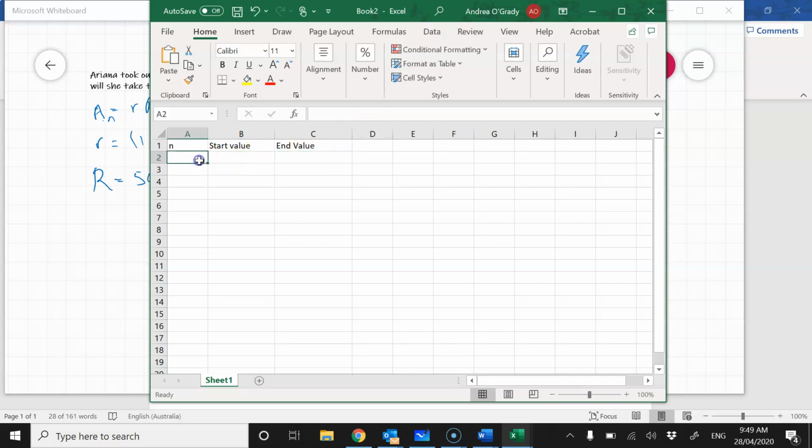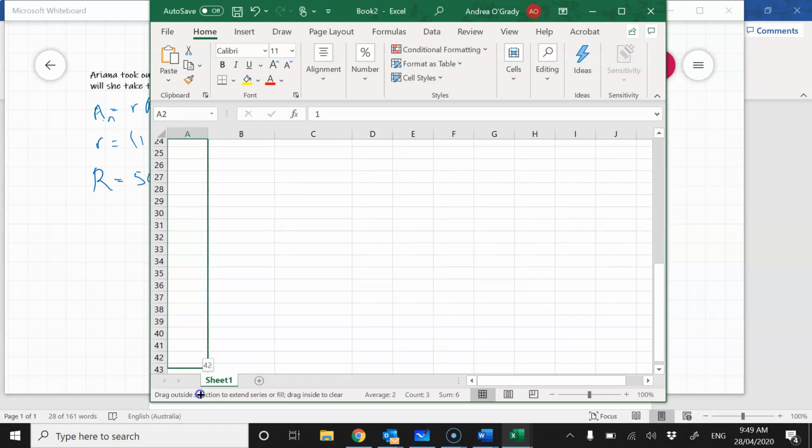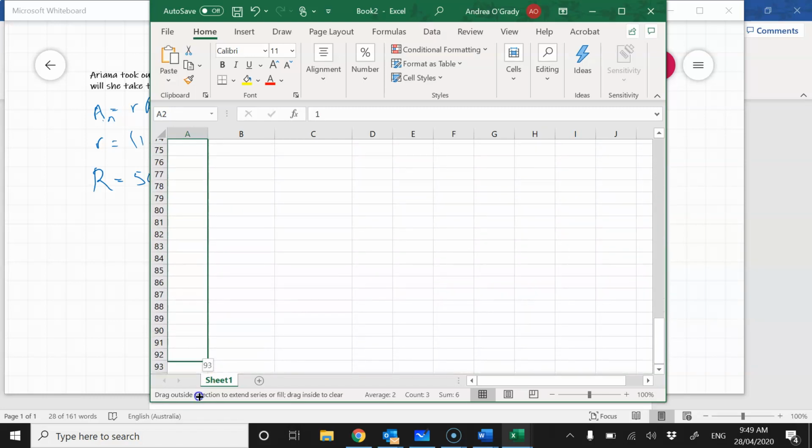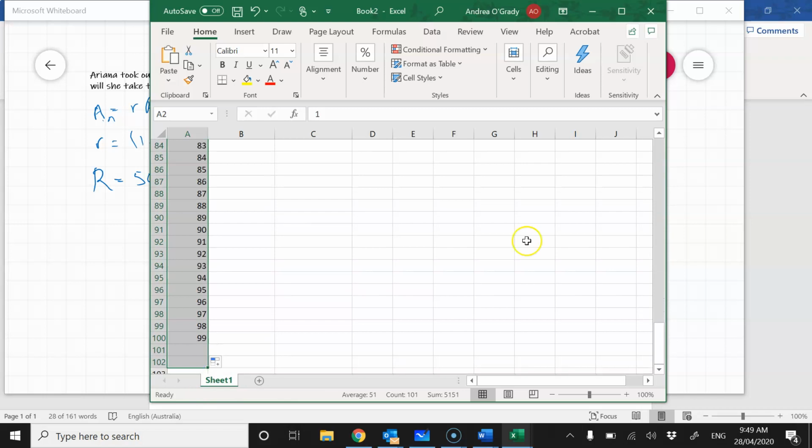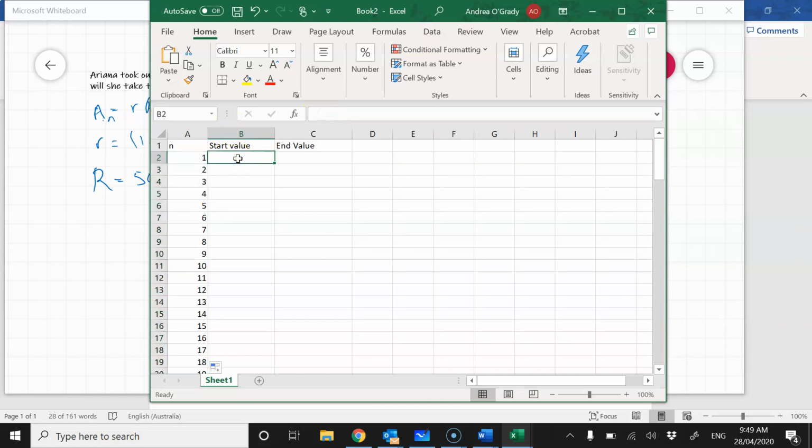All right, so we don't know how many ends, but we can just start it. We'll start a run and copy some down. These are months, and she's borrowing 20,000, so who knows how long it will take. Let's go down this far to start with, about 100. We'll come up to the top. So the N is the number of months. The start value is 20,000.